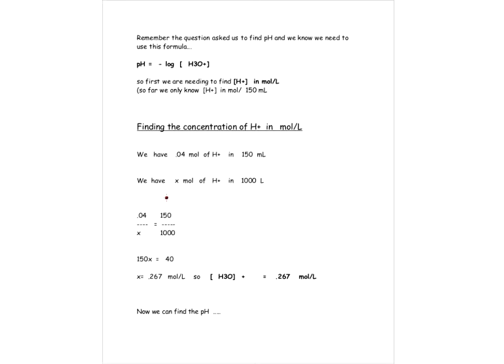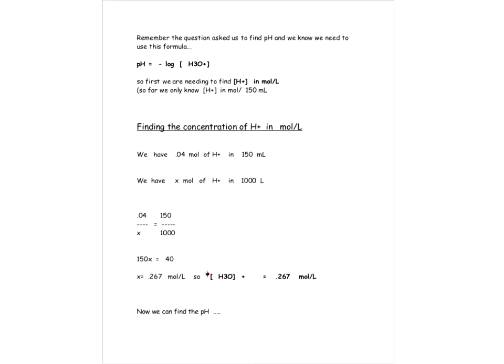So we have this many moles of H+ in 150 mils. We have X moles of H+ in 1,000. I should have said mils, not liters. We set up our proportion, and we've got 0.04 over X is equal to 150 over 1,000. We do the math. 150x equals 40. We divide both sides by 150, and we get X equals 0.267. And again, that is the concentration of H+ or hydronium, the number of moles of it per liter.